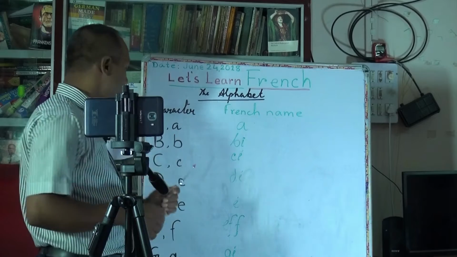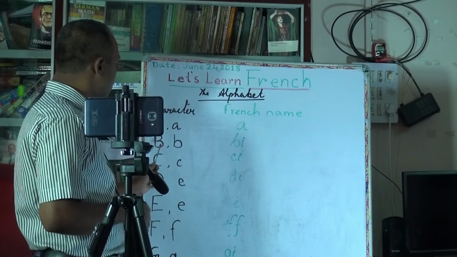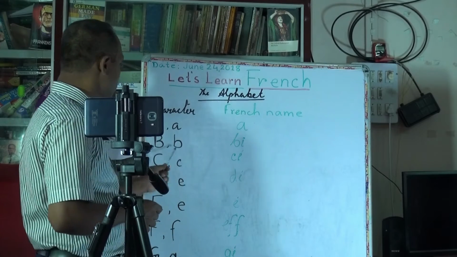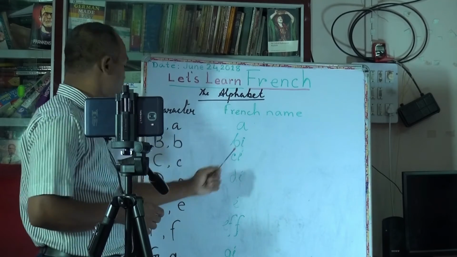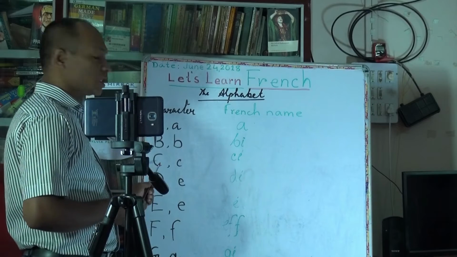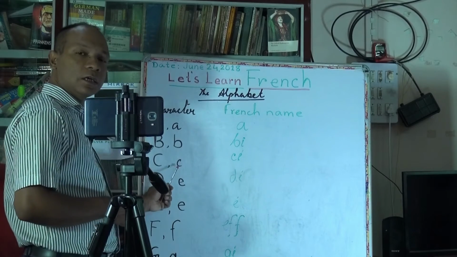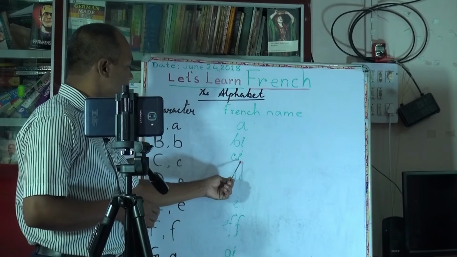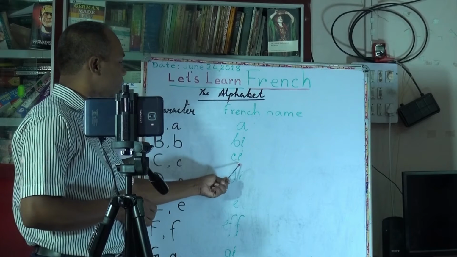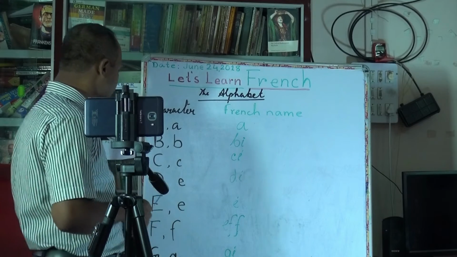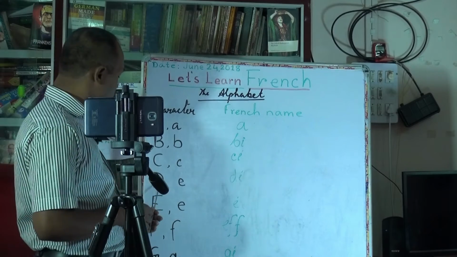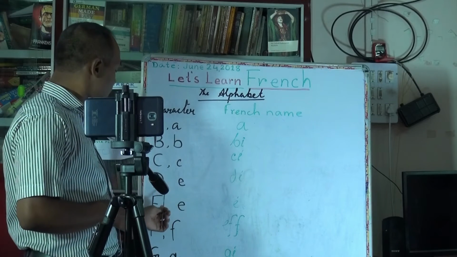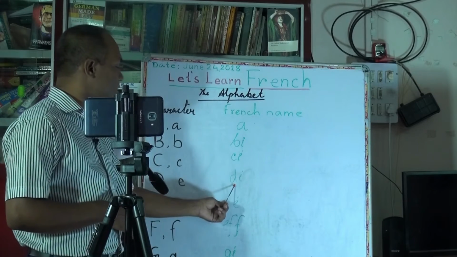Please notice once again, this English letter phonetically we pronounce as B. In French it's B. In English this is capital letter C, a small letter C. Phonetically we pronounce it K. And here we say it's C. Here you can see in French this way we write C. In English we pronounce it phonetically as D. In French D.